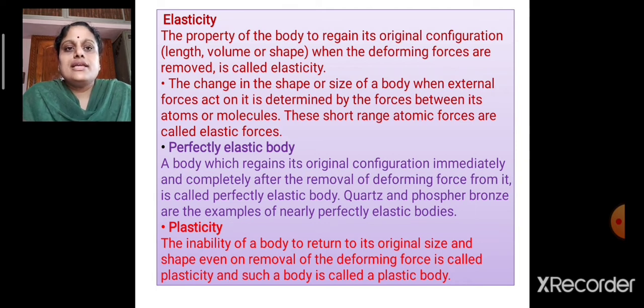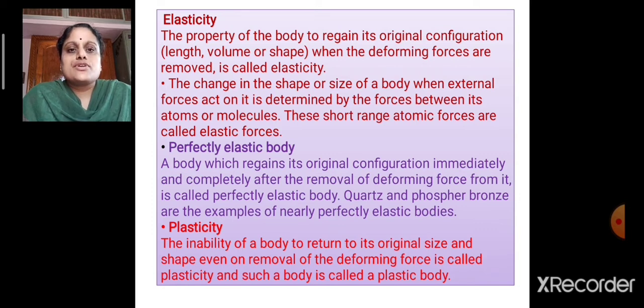A perfectly elastic body: a body which regains its original configuration immediately and completely after the removal of deforming forces from it is called a perfectly elastic body. Quartz and phosphor bronze are examples of nearly perfectly elastic bodies.